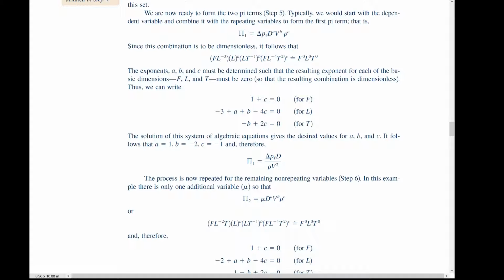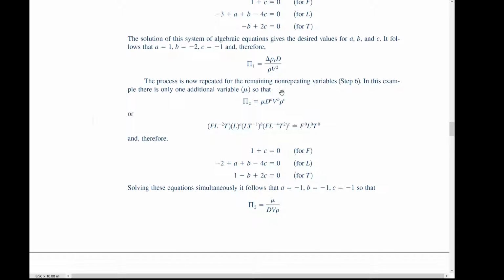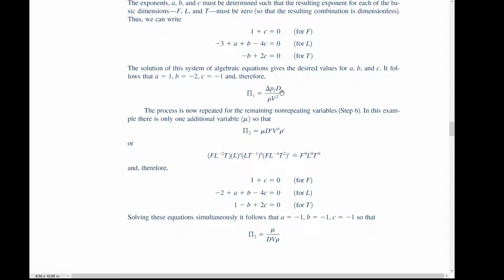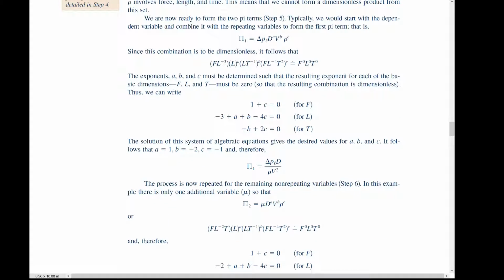Thus, we can write for f and for l and for t, we find the exponents to make them 0. The solution of this system of algebraic equations gives the desired values for a, b, and c, and it follows that a equals 1, b is negative 2, and c is negative 1. Therefore, pi 1 equals delta p sub l, that's the first one, times d over rho v squared.